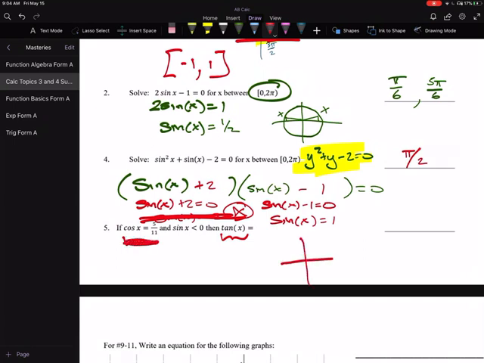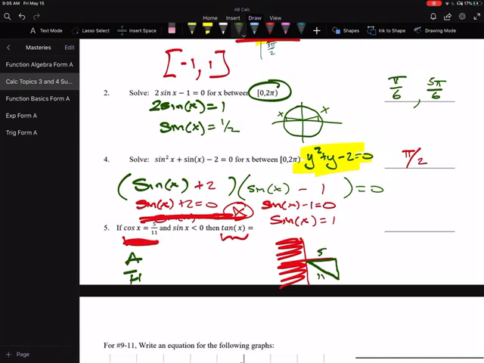Since cosine of x is positive 5/11, we know the x value has to be positive, so it can't be here and it can't be here. But the sine of x value is negative, so that means my triangle is drawn like this. Cosine is adjacent over hypotenuse, so the adjacent side is 5 and the hypotenuse is 11.